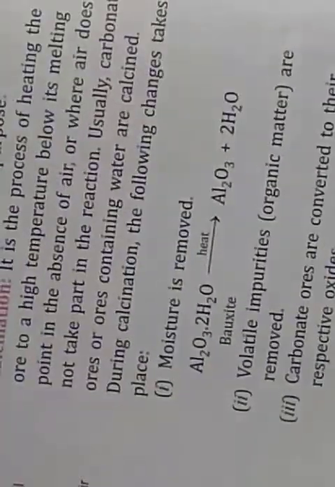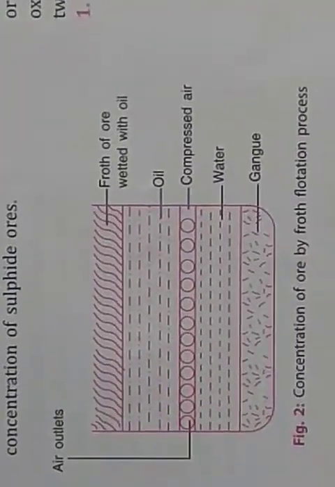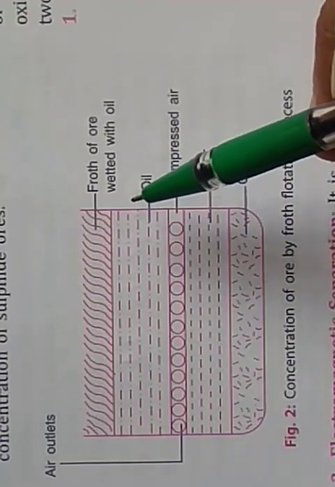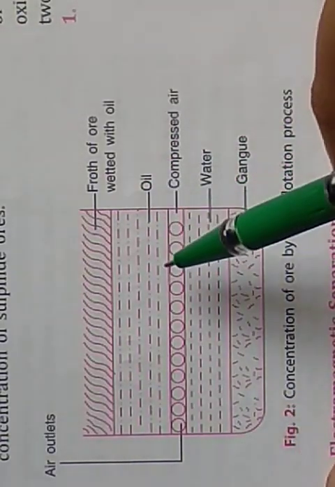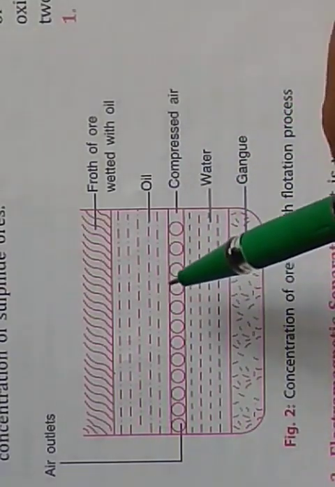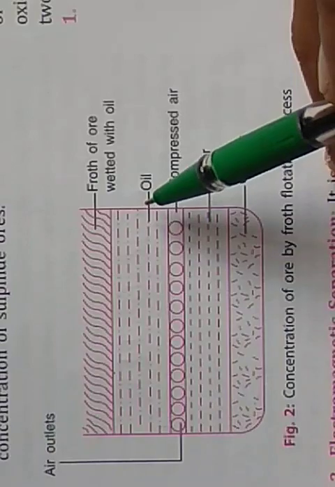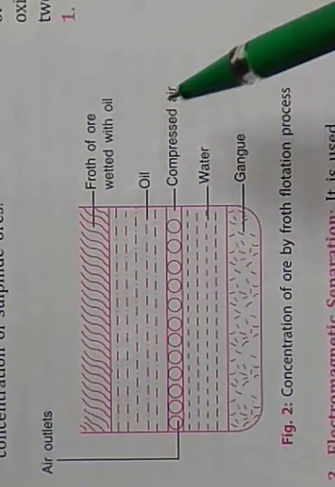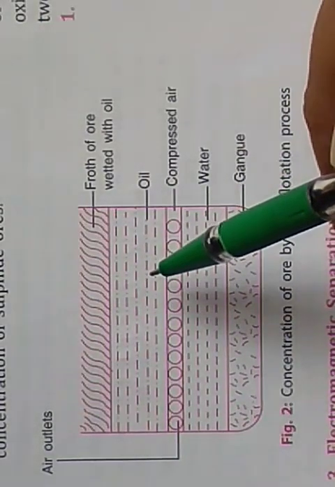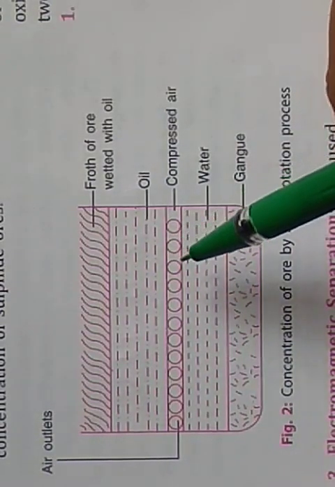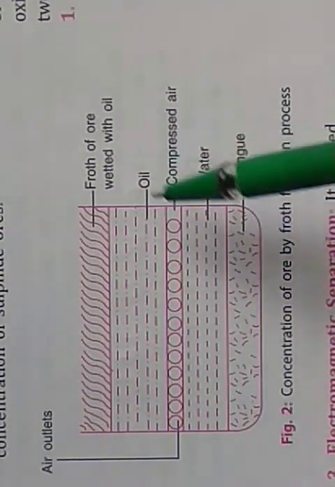Now the second method is the froth flotation process. Concentrate on this diagram: concentration of ore by the froth flotation process. This process depends on the preferential wetting of the ore and the gangue particles by oil or water. The oil is used as a foaming agent, such as pine oil.